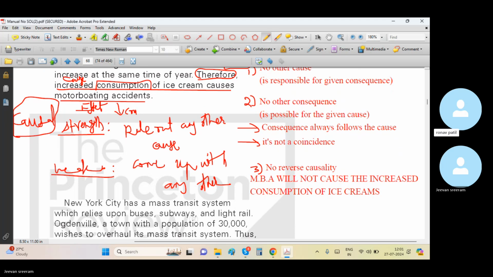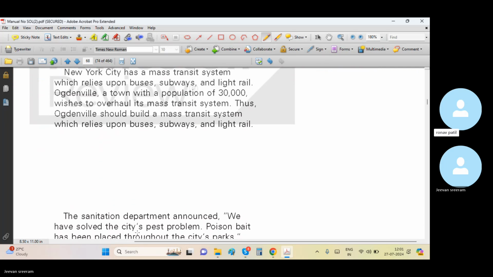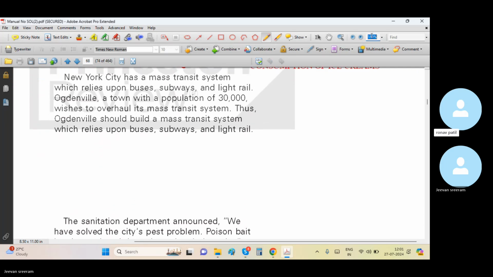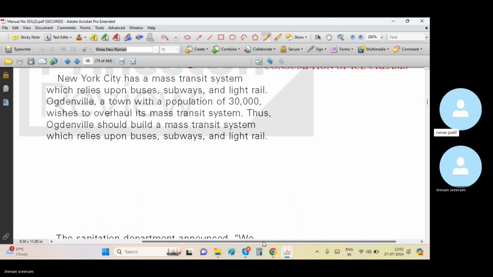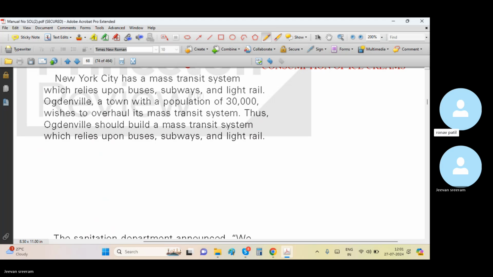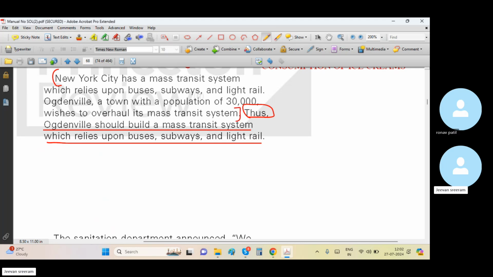The next one. The claim is that Ogdenville should build a mass transit system which relies upon buses, subway, and light rail. The rest is evidence. There is a keyword, thus, beyond which you can find the claim. So why does the author actually believe that Ogdenville should also build the same mass transit system?